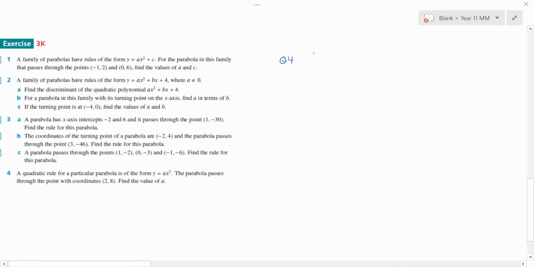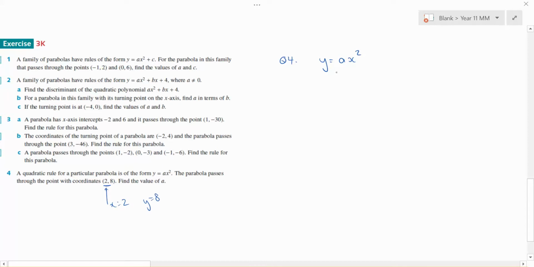So let's say a quadratic rule for a particular parabola is of the form... Now the nice thing is they've given you the form. They tell you that it's y equals a times x squared. And then they say that the parabola passes through the coordinates 2 and 8. So that means when x equals 2, y equals 8.